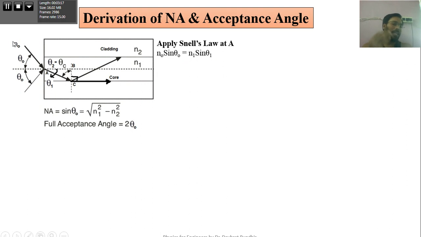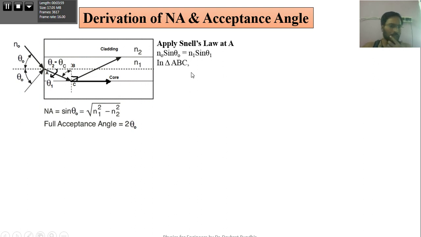Remember, it is the sine of the angle from which the light is coming, times the refractive index of that medium. The refractive index of the medium in which light is propagating is multiplied with the sine of the angle at which the light is coupled to that medium. Here, the light is basically coupled at an angle theta 1. That's why we are considering the sine of theta 1 here.